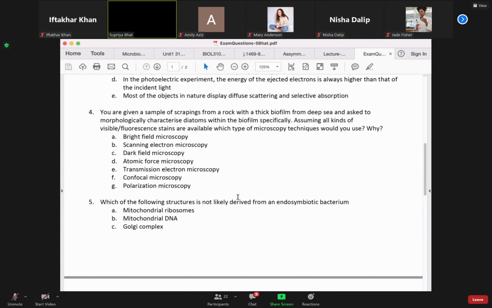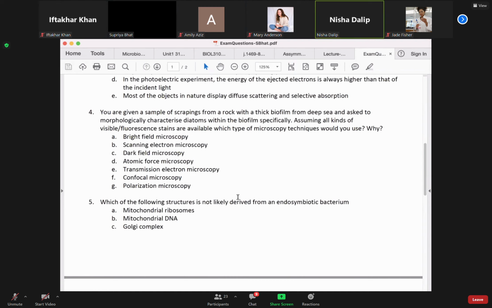It's called image slicing, which allows you to focus on different levels, because the diatoms are embedded at different levels. You would be able to focus on the diatoms themselves and morphologically characterize them. But if you didn't know those details, maybe you picked polarization microscopy, because polarization microscopy is the ideal technique to image diatoms because of the crystalline nature of their cell wall. That would be a correct answer too, but then you have to justify.